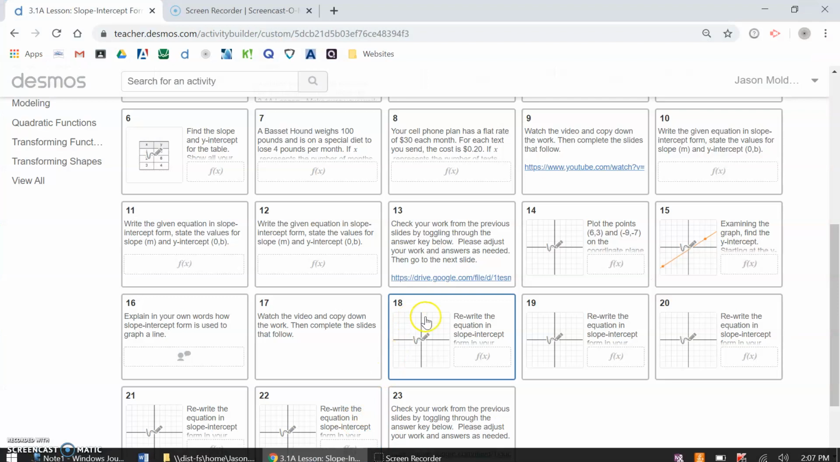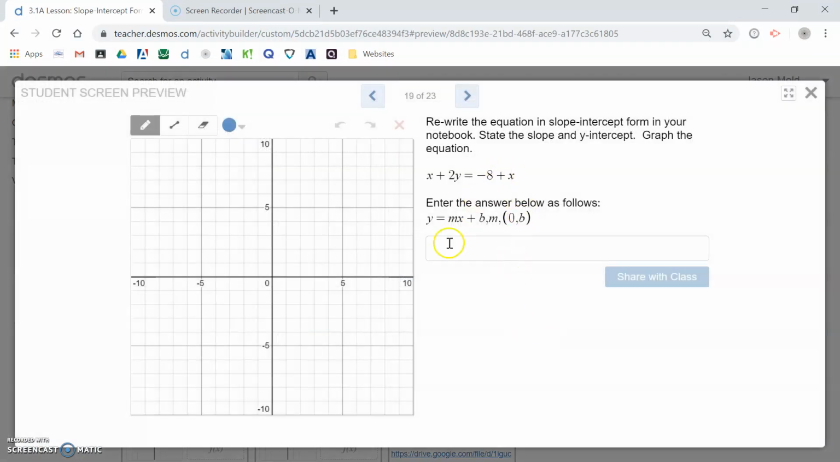So we'll go now to slide 19, and we will type in that the simplified equation was y equals negative 4. Our slope was 0, and our y-intercept was 0, negative 4. Okay, and we can press share.